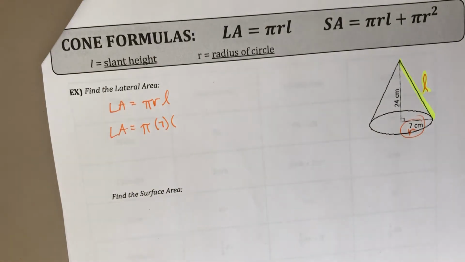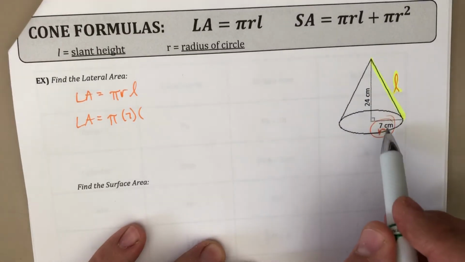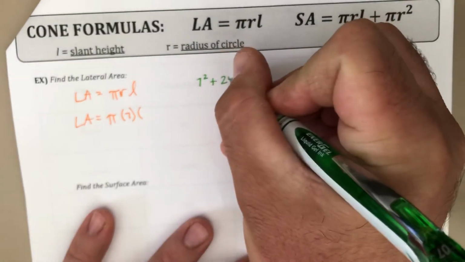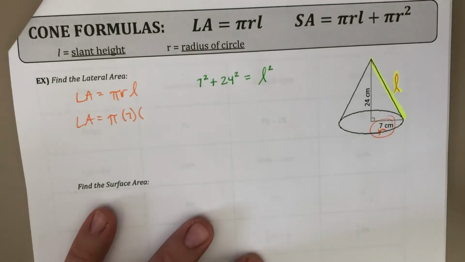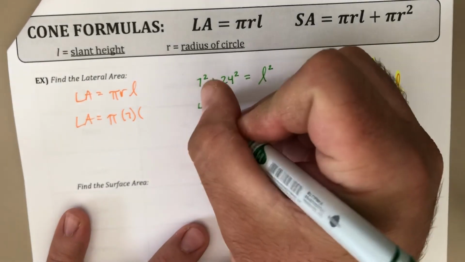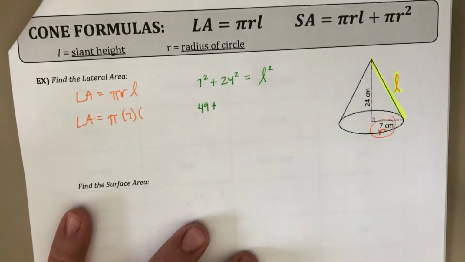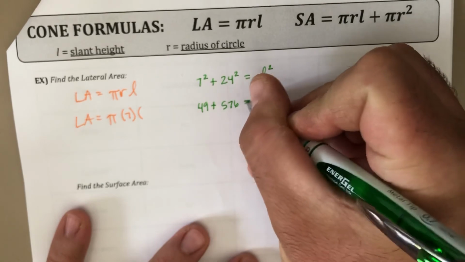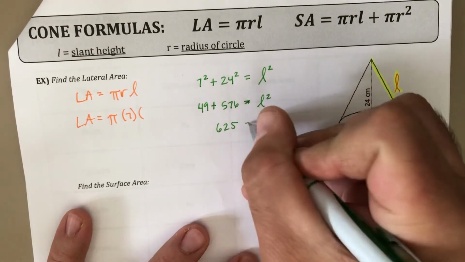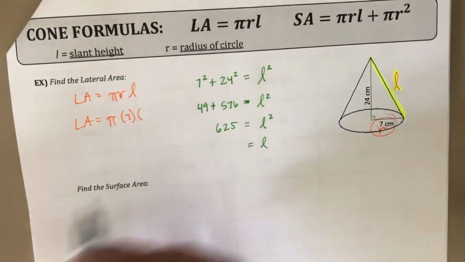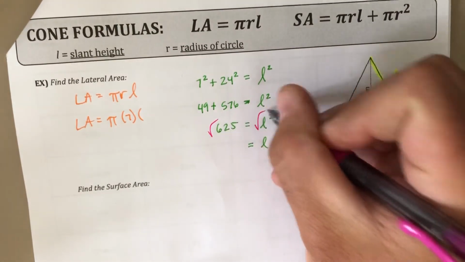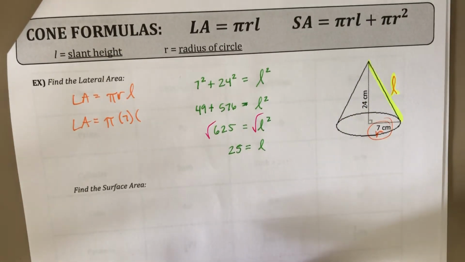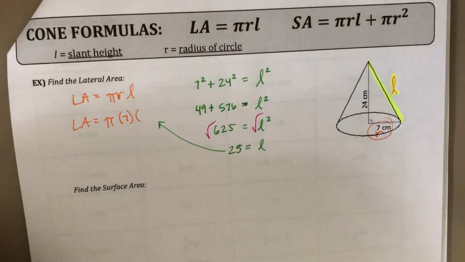So let's go ahead and get that. Again, Pythagorean theorem: leg squared plus leg squared equals hypotenuse squared. L is the hypotenuse now. So 7 squared plus 24 squared is going to equal our L squared. Square those and add them up. That'll give us 49 plus 24 squared, which is 576, equals L squared. Add those up, you get 625, is our L squared. Again, we want L, not L squared, so square root both sides. The square root of 625 is 25. So the slant height here is 25 centimeters, and we can now plug that into our formula.